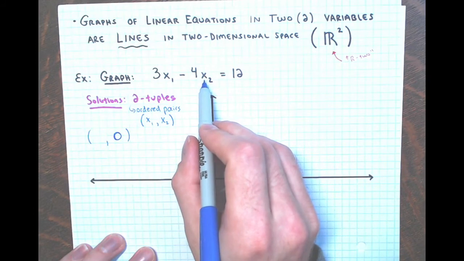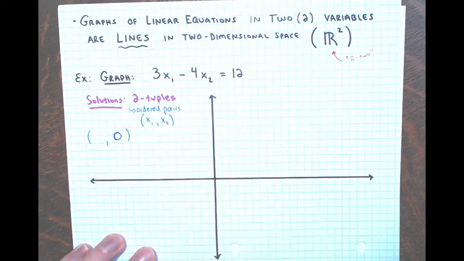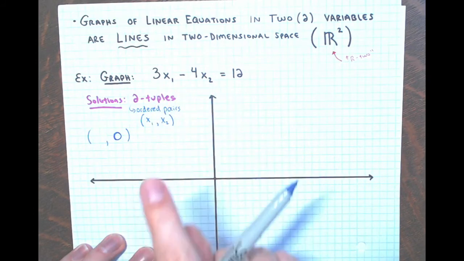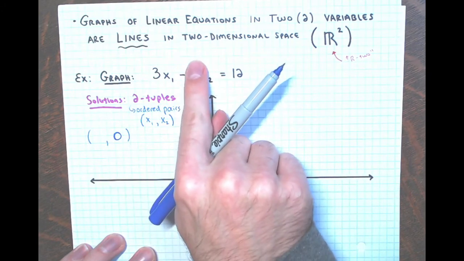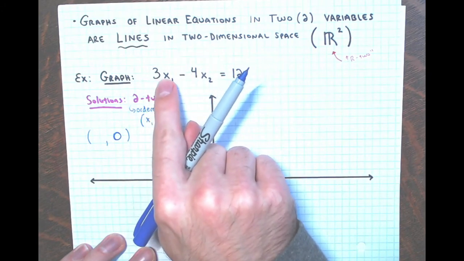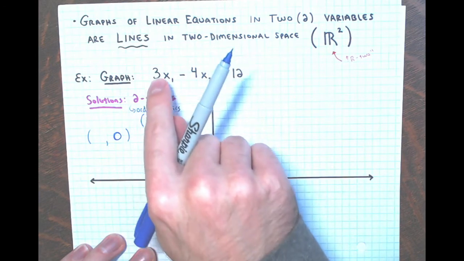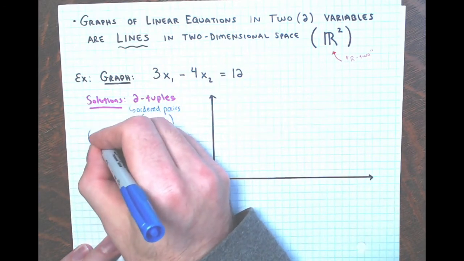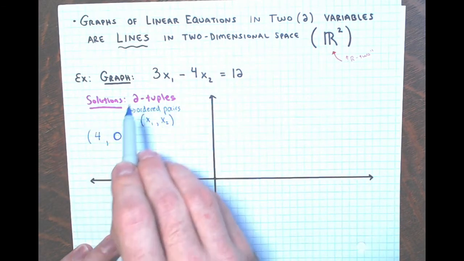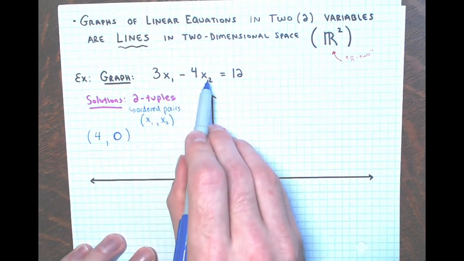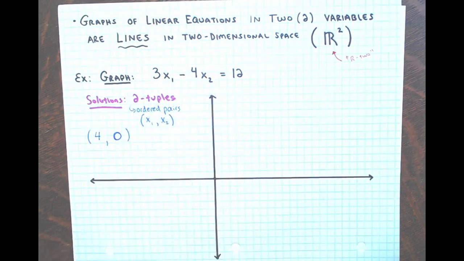Can you see when I do that, it gives me one equation with 1 variable, and that's easy to solve. Now 4 times 0 would be nothing, that'd be gone, and then I'd have 3 times x1 equals 12, divide by 3, x1 would be 4. So 4 for x1, 0 for x2. There's one solution. Now how is that represented?